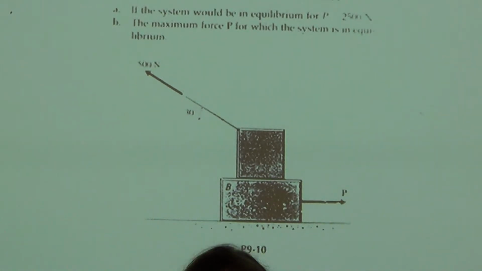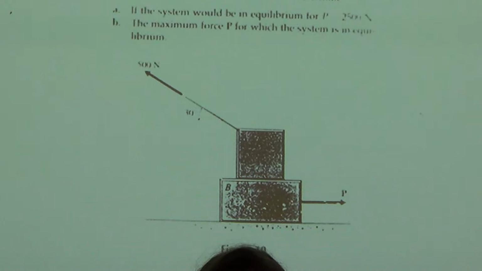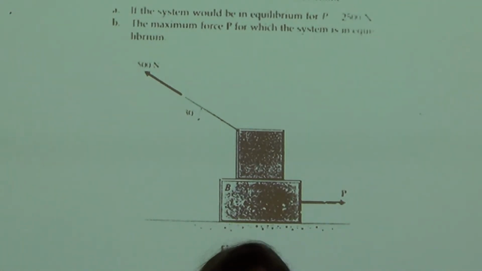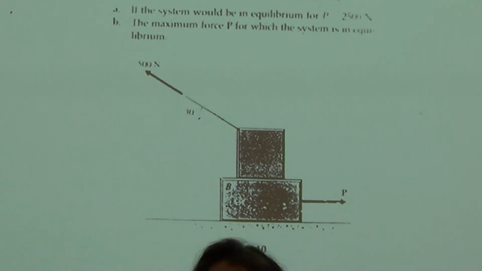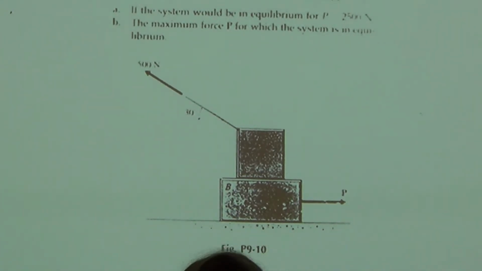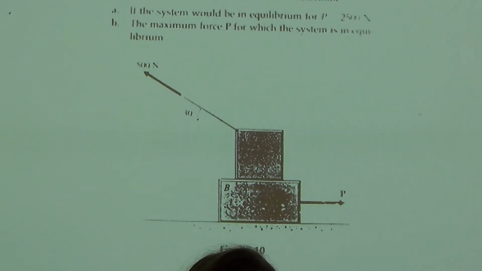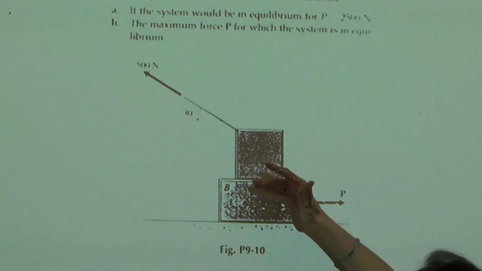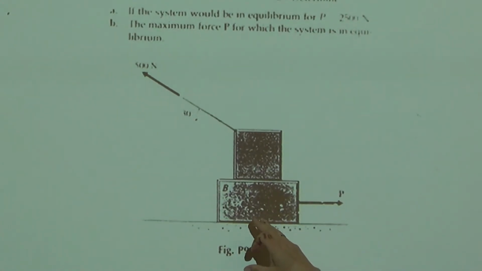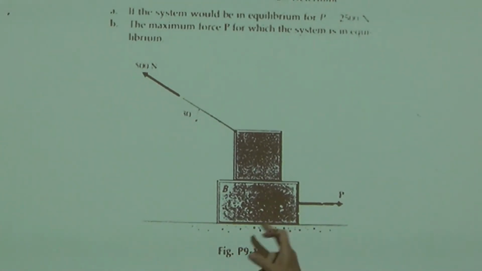When could you use the friction equation? When could you say the friction is equal to mu s times the normal? It's during the static condition when it's just about to move. Those equations only work when there's impending motion. So where do we know that there is impending motion? Between B and the block.